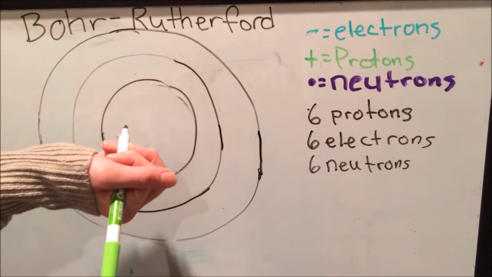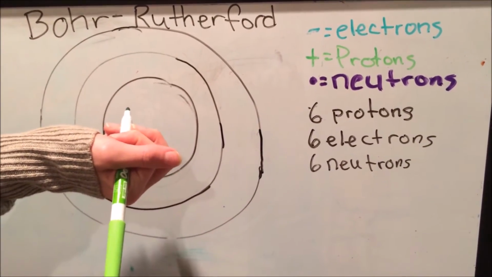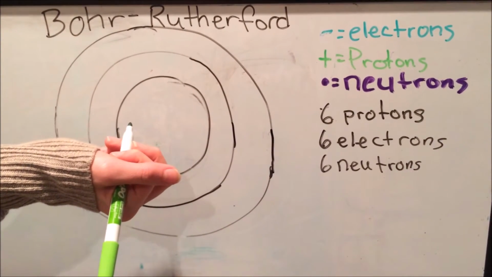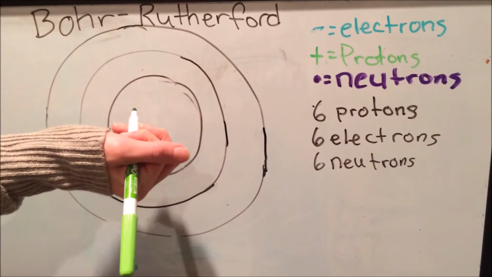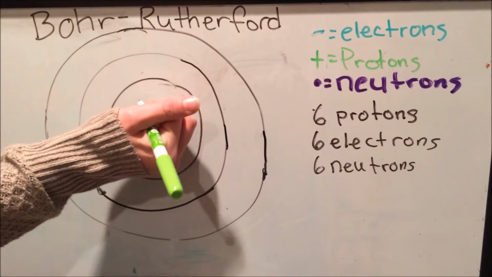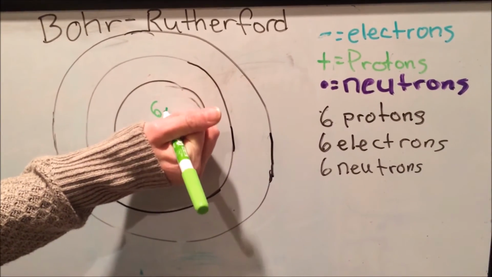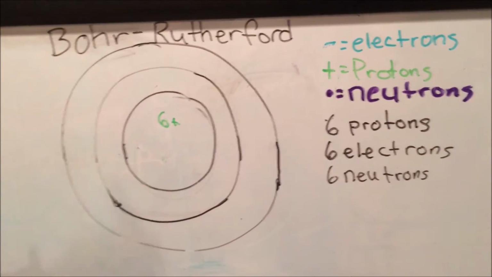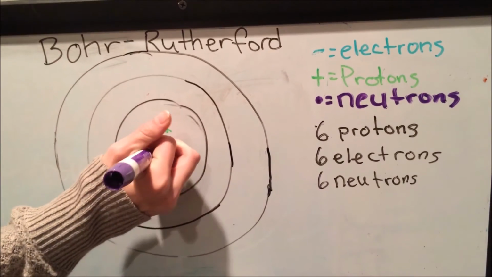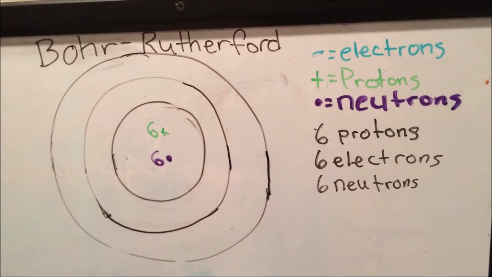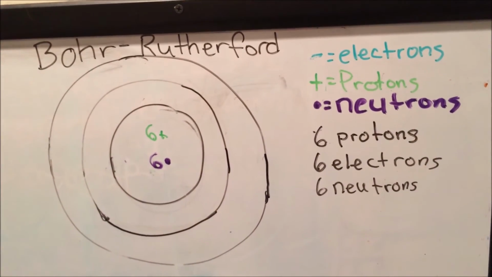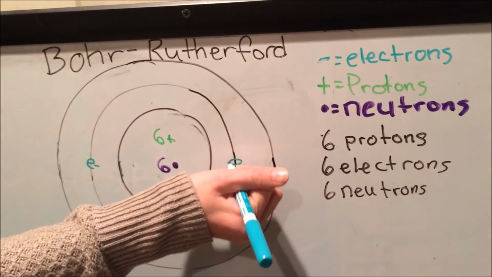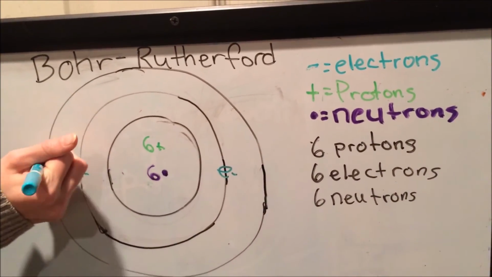I'm going to show you how to make an easier Bohr-Rutherford model. Instead of writing pluses for protons and dots and negative signs for electrons, I'm just going to write 6 plus, and the plus stands for protons. Then I'm going to put 6 and a dot beside it, and the dot stands for neutrons. And then I'm going to write E negative, which stands for electrons.